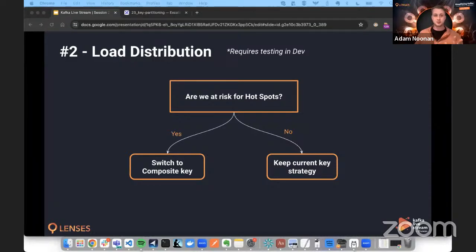So the two main questions we want to ask when we are deciding our key are, one, where do we need ordering? And two, is that an equally load balanced workload?